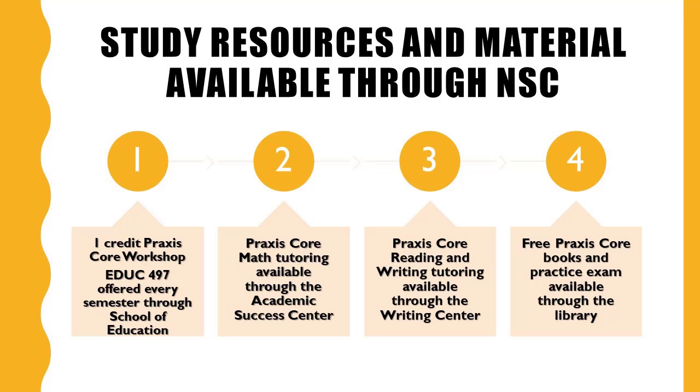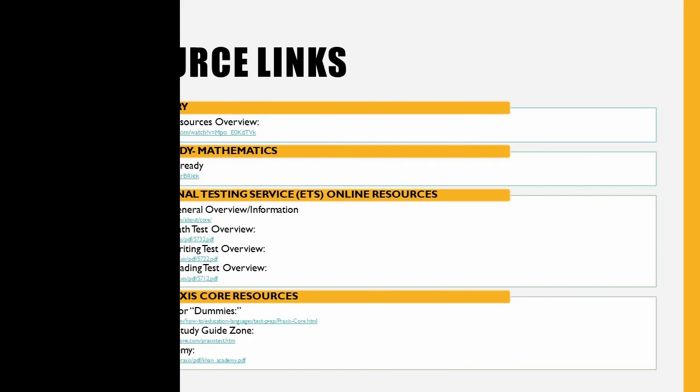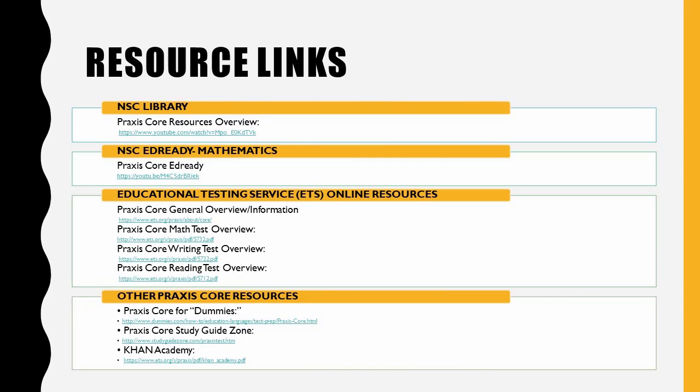The Academic Success Center, located on the 2nd floor of the Rogers Student Center, offers math tutoring for the Praxis Core. We also offer Praxis Core reading and writing tutoring at the Writing Center, which is located in the Liberal Arts and Sciences building. And last but not least, the library offers free Praxis Core books and practice exams, and the library is located on the 2nd floor of the Rogers Student Center. This is a copy of some of the resource links that are available to you, and this will be included in the module.